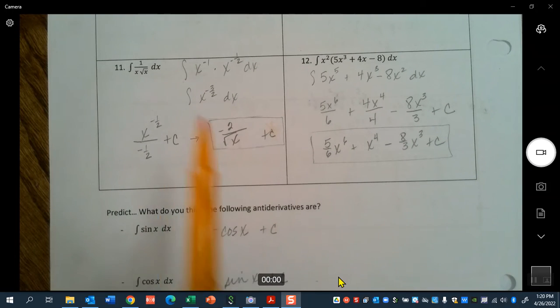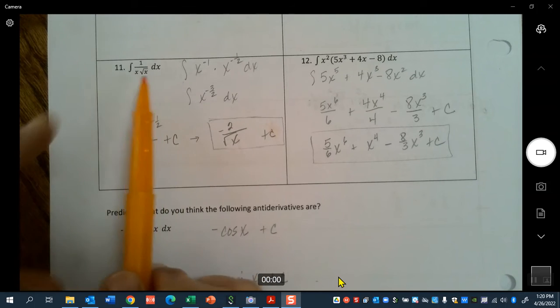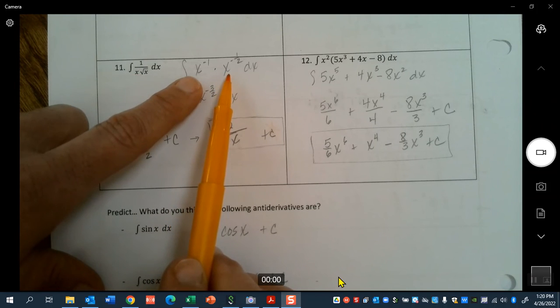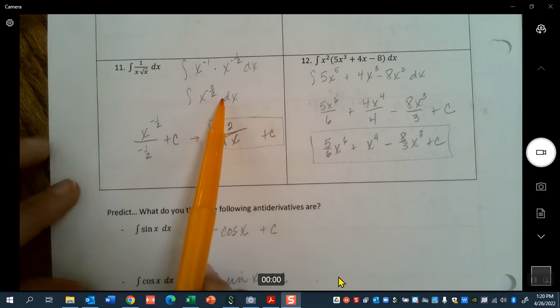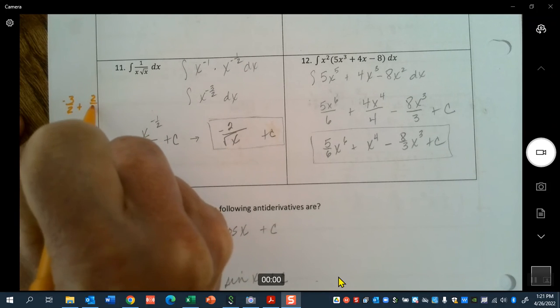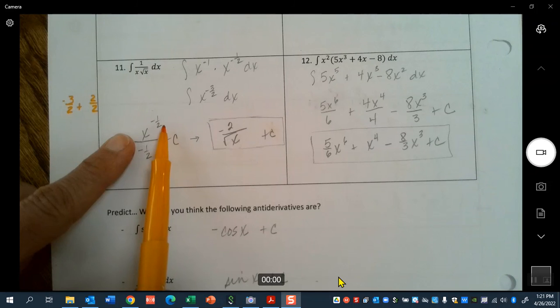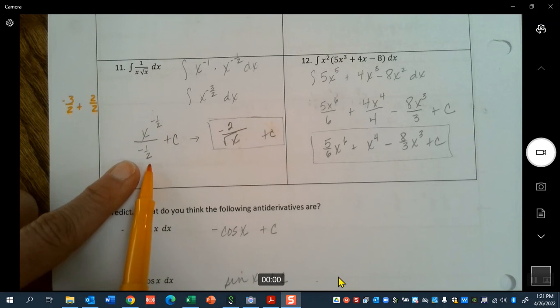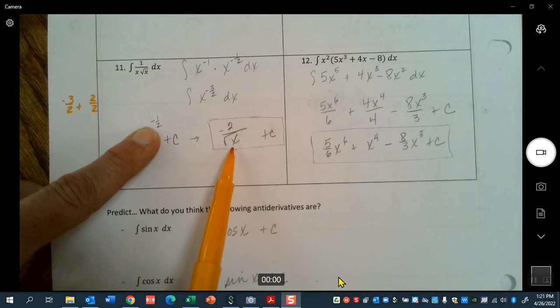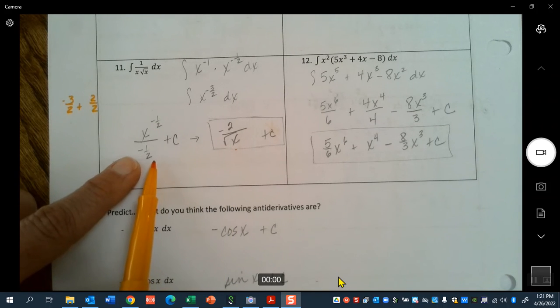So when I look at 11, I'm definitely going to do some work here. This is x to the negative first, and this is x to the negative 1/2 when I multiply my bases. I add my exponent, so I have negative 3/2 x. Negative 3/2 plus 1 is how I get negative 1/2 as my new exponent. Divide by that new exponent plus c. Anything to the negative power moves to the denominator, and 1/2 power means you're taking the square root. Dividing by a negative 1/2 is the same as multiplying by a 2. And then your c.